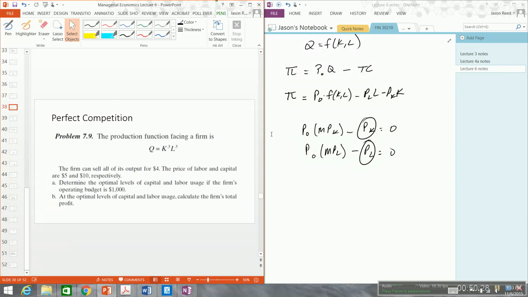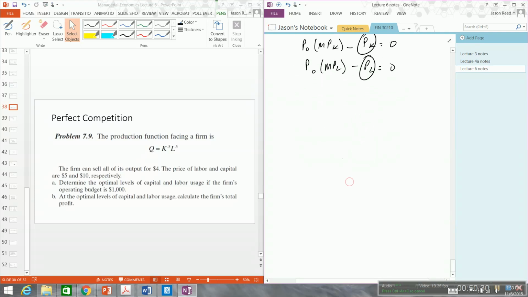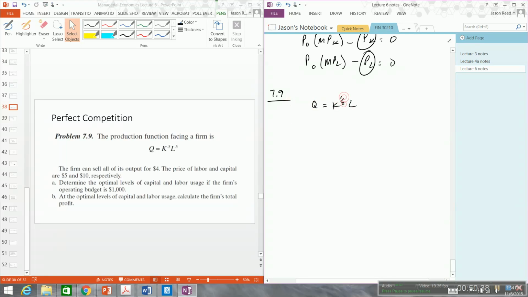So we can move forward and solve another problem here. We have 7.9. Now we have Q equaling K to the 1/2, L to the 1/2. The firm can sell all of its output for $4, so the price is equal to 4. The price of labor and the price of capital are $5 and $10 respectively, so the price of capital is equal to 10 and the price of labor is equal to 5. It says determine the optimal levels of capital and labor usage if the firm's operating budget is 1,000.